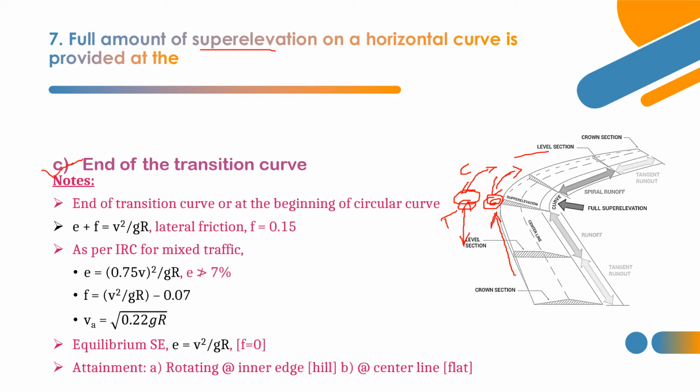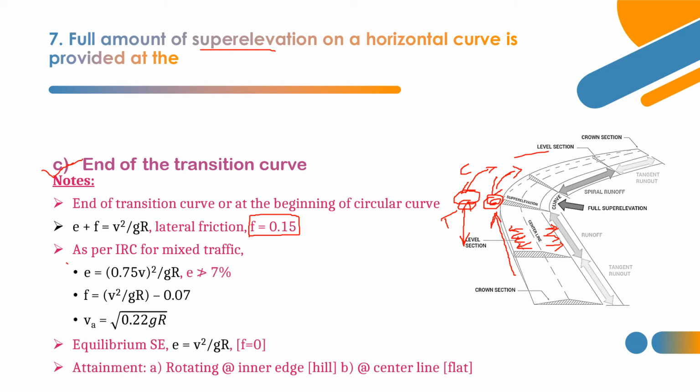E plus F is equal to V squared by GR is the basic formula for the super elevation, where F is nothing but the lateral friction coefficient. Here F is lateral friction, but in SSD calculation, the coefficient of friction is based on longitudinal, not lateral, so that F value will be 0.36, 0.35 like that. Lateral means perpendicular to the direction of movement. So lateral friction is F equal to 0.15 typically. So E plus F is equal to V square by GR.